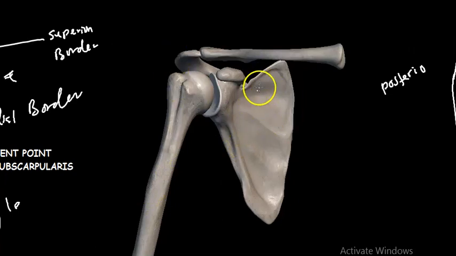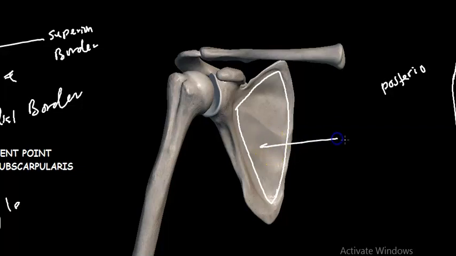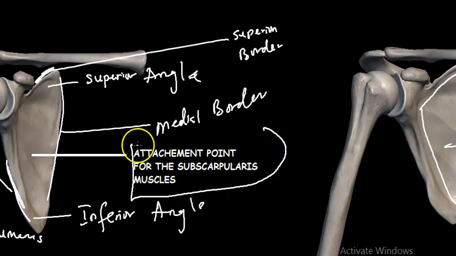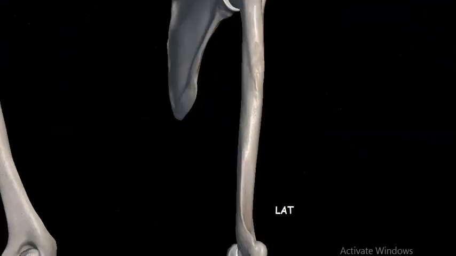When we say the scapular fossa, which is from this point, everything here, this is what we call the scapular fossa. The scapular fossa serves as an attachment site for muscles and tendons, allowing movement and stability for the shoulder joint. Here we call it the scapular fossa. And here we can also call it an attachment point for the subscapularis muscle.